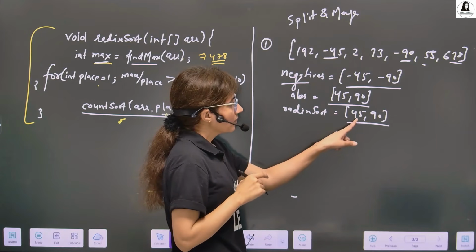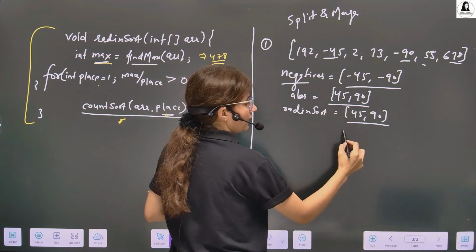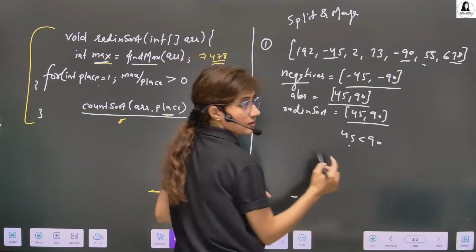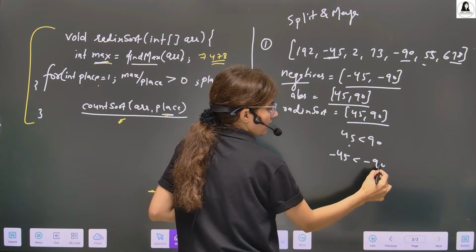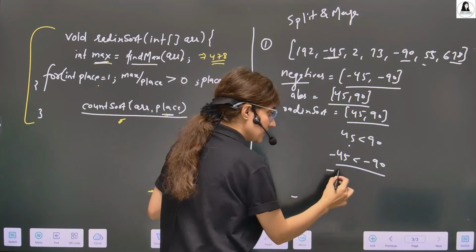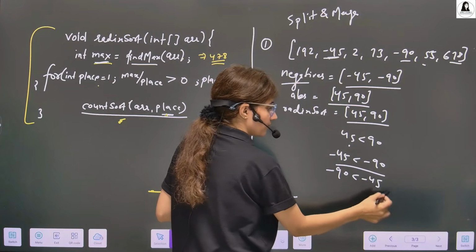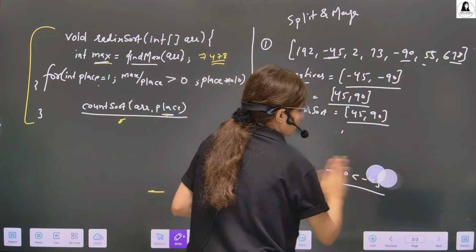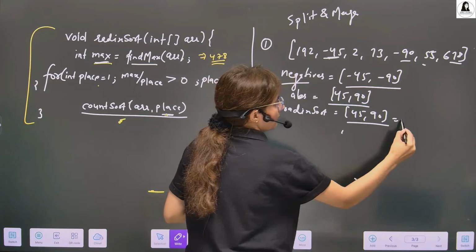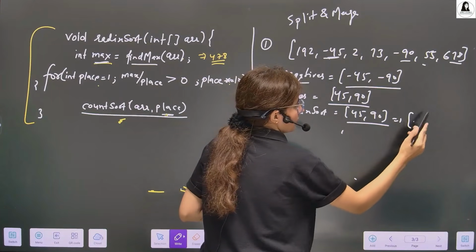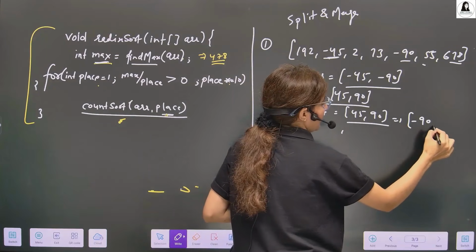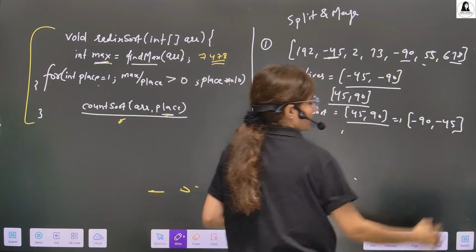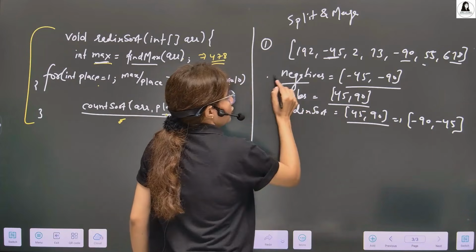Why so? Because 45, yeah, we know 45 is less than 90. But actually these are negatives. Minus 45 is less than minus 90. Is it true? No. Minus 90 is less than minus 45. So now you have to reverse it. So after reversing, this becomes minus 90 and minus 45. Like this. So this is for negatives.